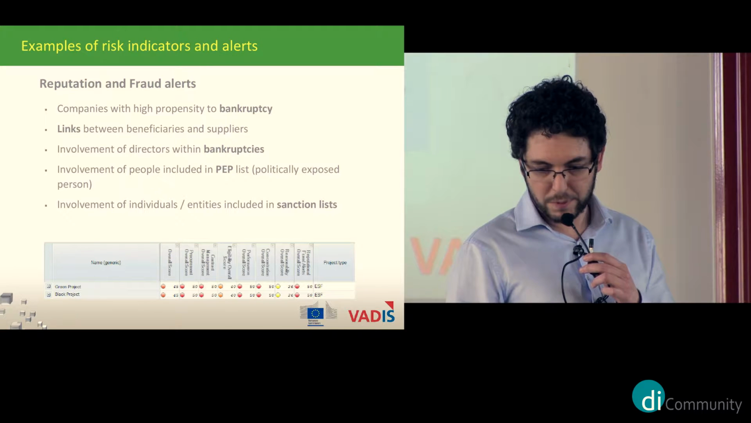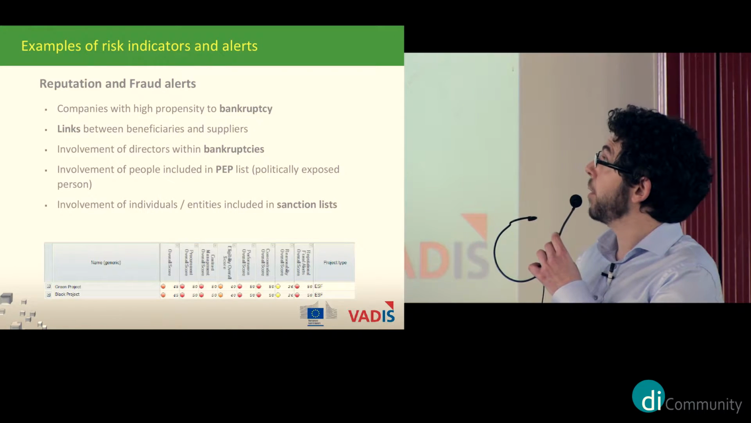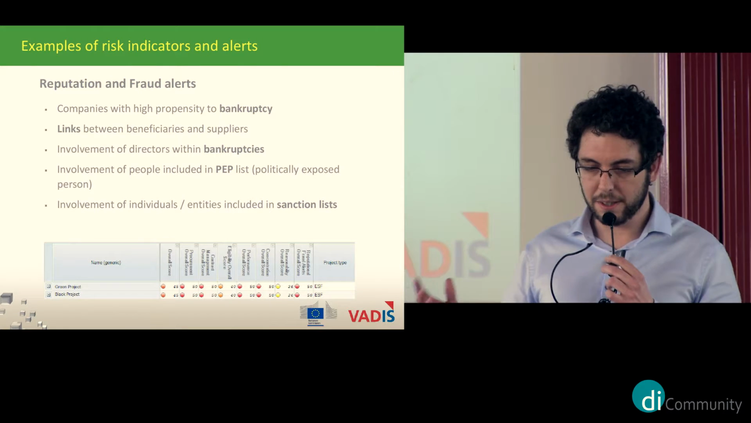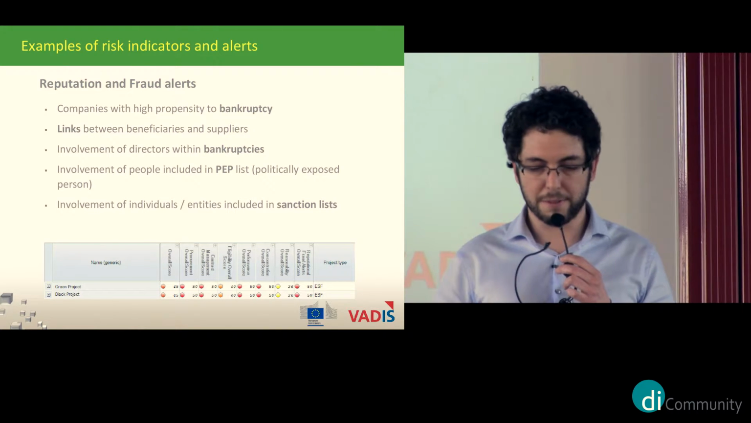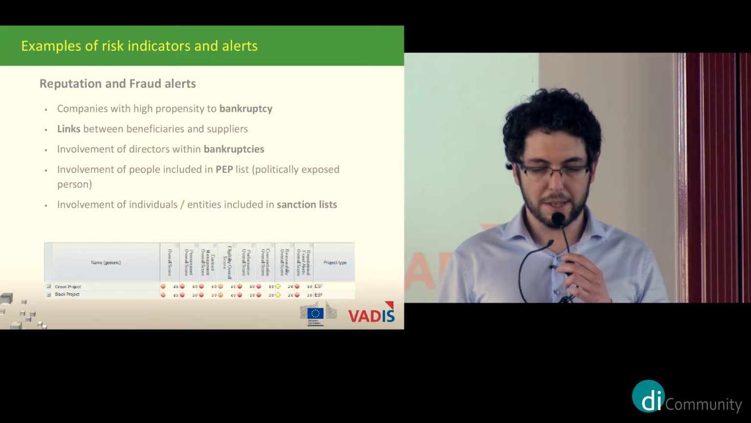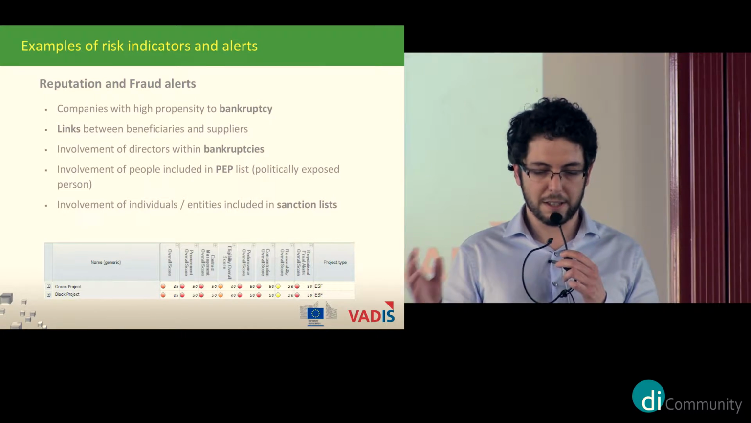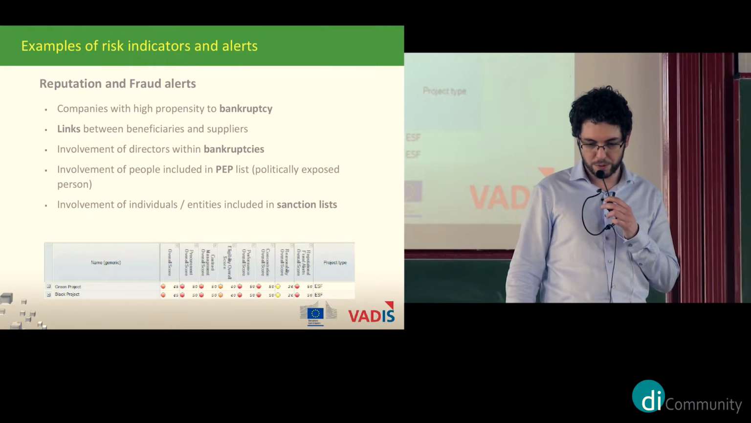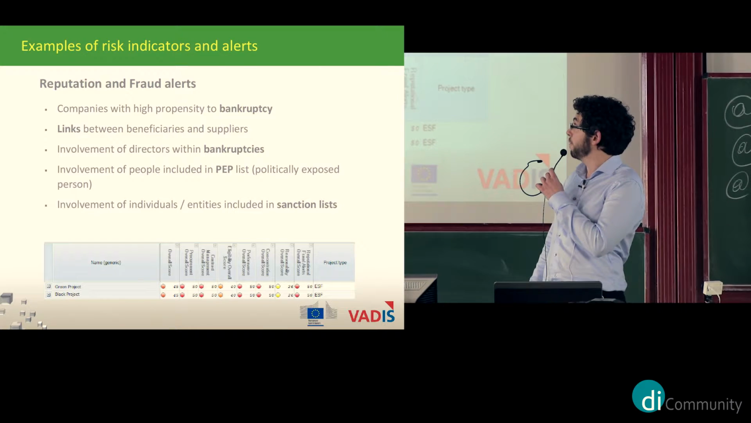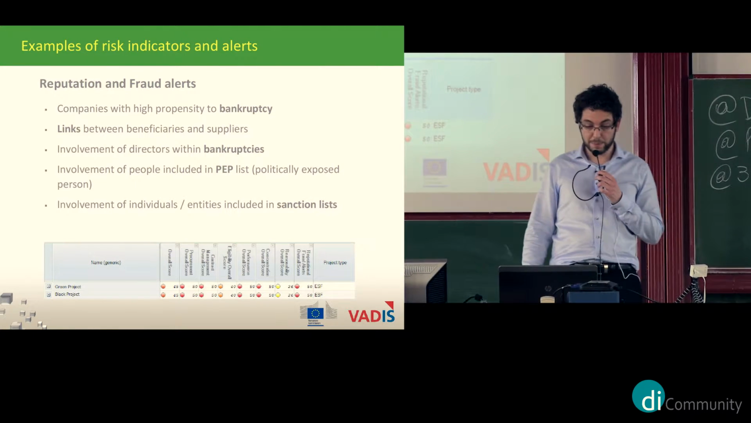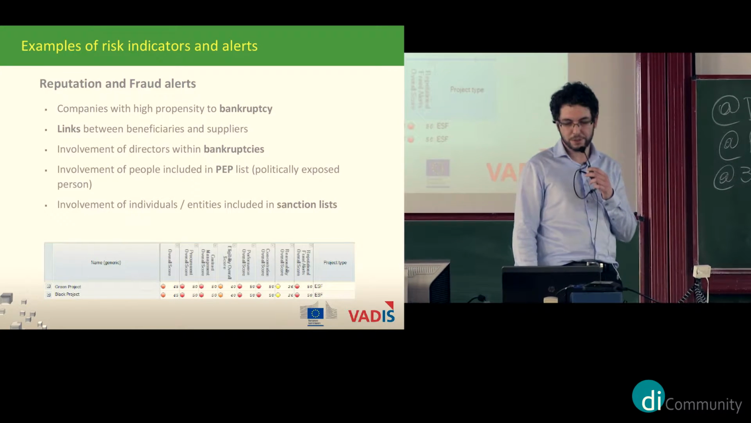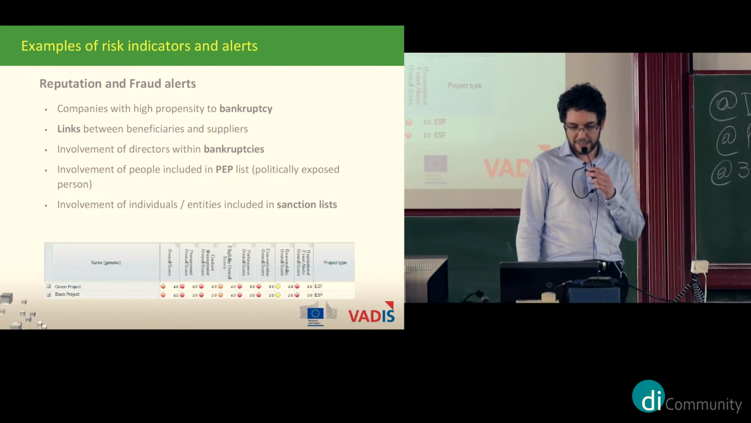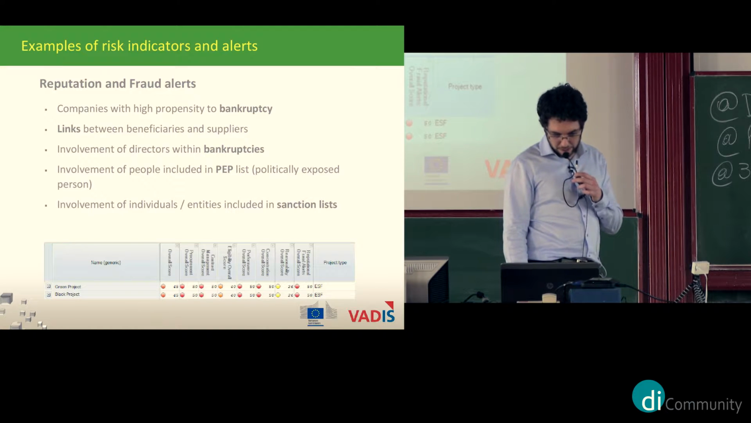Okay, but this is about companies, and more about links between people, beneficiaries and suppliers. So if you have a project where you see companies which are beneficiaries and there are connections with suppliers, that is maybe something that you also want to check, or companies which are involved in cases of bankruptcies, or people which are publicly exposed. So all these things are triggering alerts, and you want to check them. Yeah, of course, also sanction lists, so people who actually have pending trials.